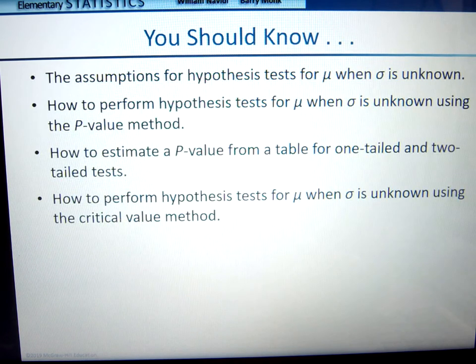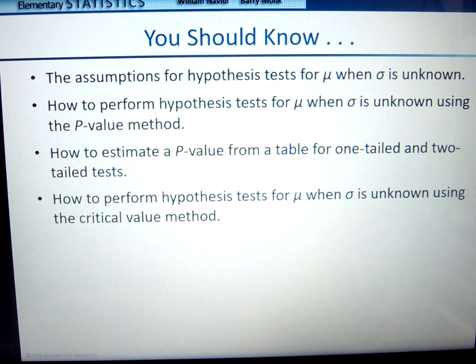So here we go. The assumptions for the hypothesis test for when the mean and the standard deviation is unknown, how to perform the hypothesis test for when they are unknown using the p-value, how to estimate a p-value from a table for one-tailed and two-tailed tests, and how to perform hypothesis tests for the mean when the standard deviation is unknown using the critical value method.